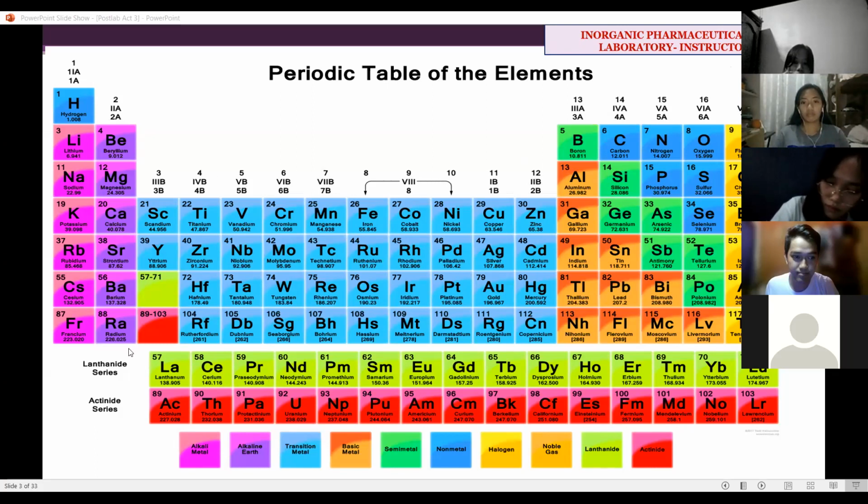Kasi kaning nasa ilalom, the lanthanide series and the actinide series, they are also considered as metals, but again, they are called rare earth metals as reported by the reporters a while ago. So we rarely see them, and that is the reason why we cannot really also find compounds na ay mga metals from the lanthanide and actinide series. They are very rare. Okay, some of them are even man-made. So man-made sila, they are not really found sa nature.